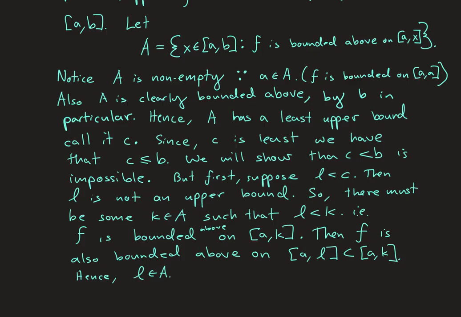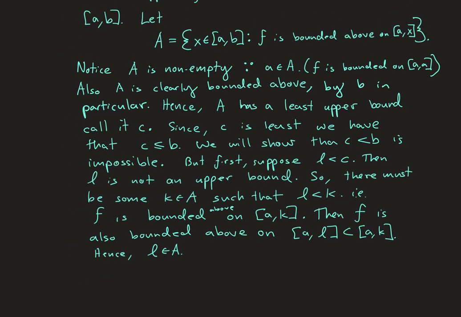Okay. So what we just showed, this is important, especially for later in the proof: if you are less than C, then you are a member of A. So C is the least upper bound of A. If you are any number less than C, then you are also a member of A. So this would be like A is leftward closed or something like this. Okay, but now we're going to go back on track.